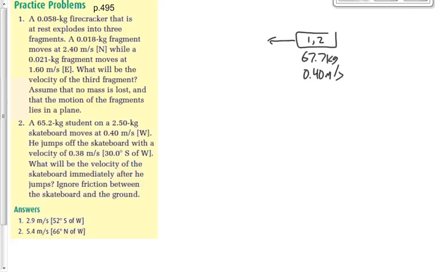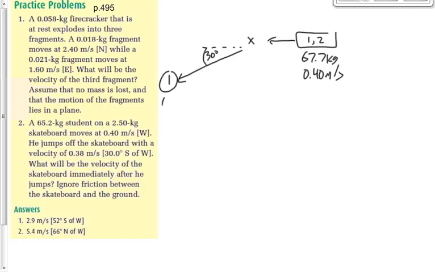Then he jumps off the skateboard. So he goes one way, skateboard goes another way. That's like an explosion, right? When you fire a gun, the gun goes backward, and the bullet goes forward. When a bomb explodes, one piece goes this way and one piece goes this way. When he jumps off, the skateboard is going to go one way. He, however, we're going to make this the point where he jumps off. We already know he's going to go, object number 1, 30 degrees south of west.